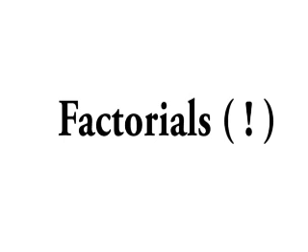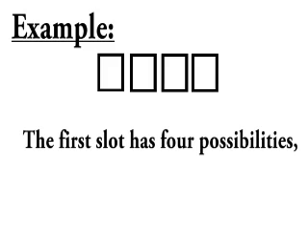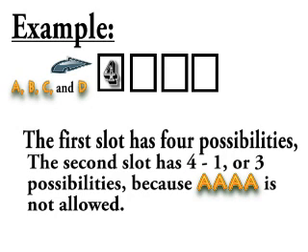Going back to the previous example, if repetition were not allowed, the first slot would have 4 possibilities: A, B, C, and D. The second slot would have 4 minus 1 possibilities, because we cannot repeat the letters used in previous slots. The third slot and the fourth slot follow the same conditions, and therefore will have 2 choices, and then 1 respectively. 4 times 3 times 2 times 1 equals 4 factorial.